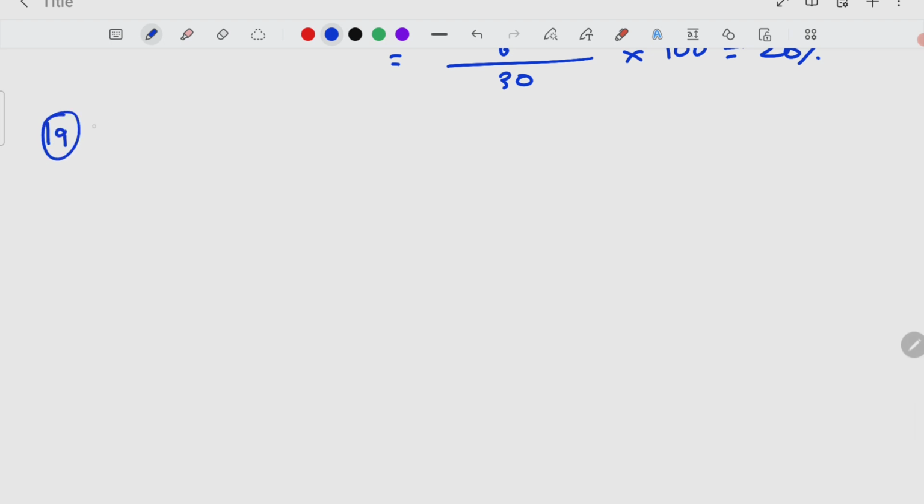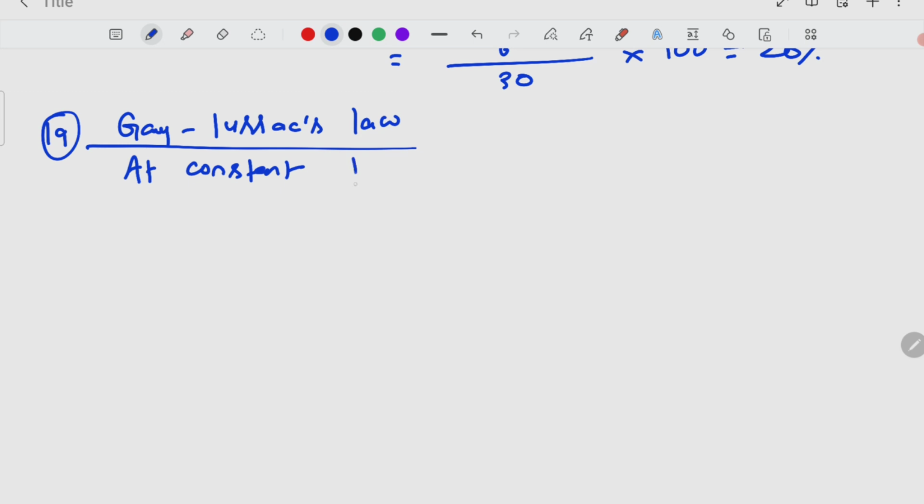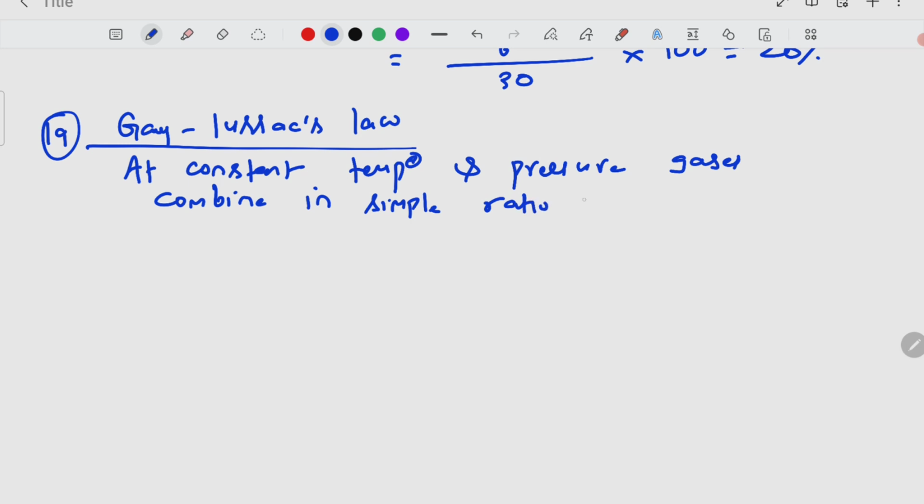Gay-Lussac's law. At constant temperature and pressure, in the simplest way I am writing here, not the exact statement, just for understanding purposes: gases combine in a simple ratio by volume. At constant temperature and pressure, gases combine in a simple ratio by volume.